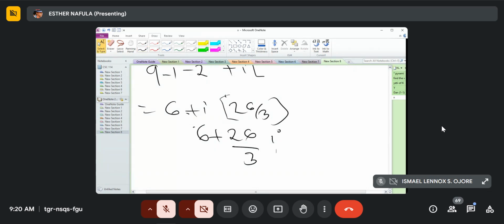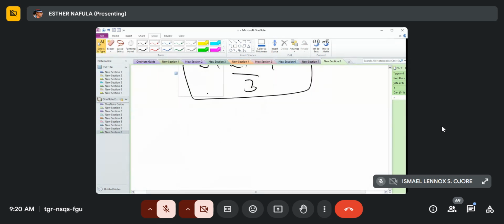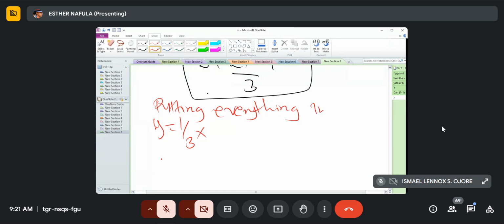Let's put everything in terms of y and check whether we'll arrive at the same answer. We should be able to get this. So if you put everything in terms of y, you go back to your equation. Our equation of the straight line was y equals a third x. Okay, maybe I should specify that we're now putting everything in terms of y, because you need to choose whether you want to write everything in terms of x or y, then choose the appropriate limits.